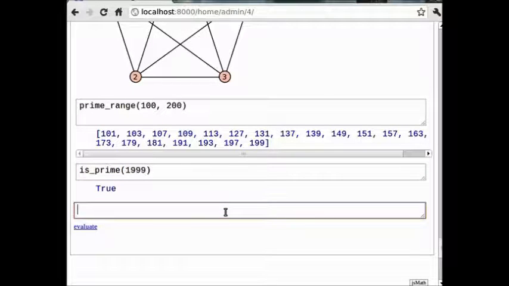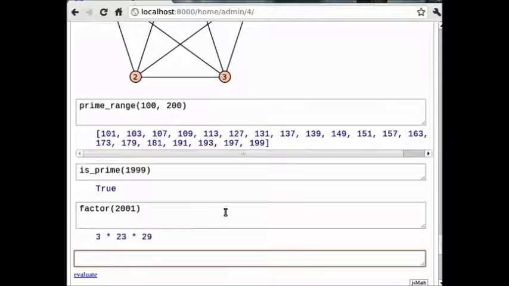Factor 2001 gives the factorized form of 2001. So to see that, you can type factor within brackets 2001 and hit shift enter. So you can see the value in the output.